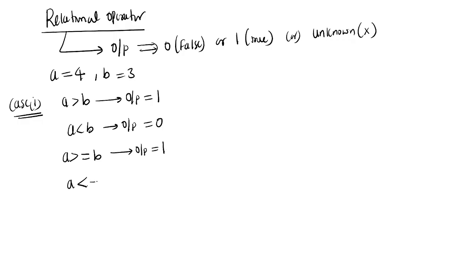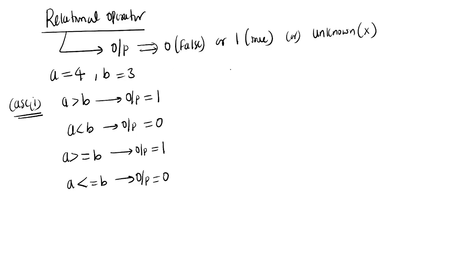If A is less than or equal to B, both conditions are not satisfying, so the output equal to 0. If the condition is satisfying, then you are getting the output as 1. If the condition is not satisfying, you are getting the output as 0.